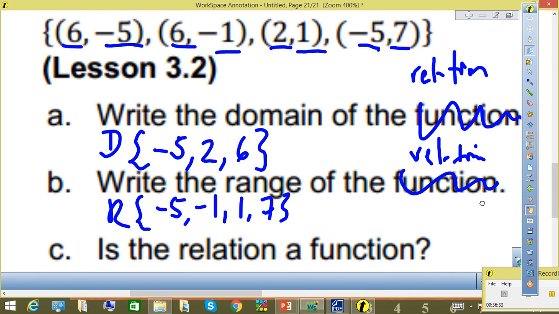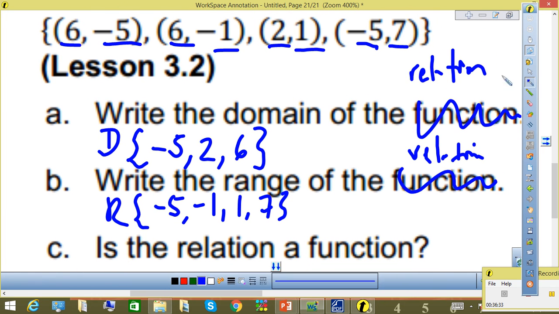So how can we check? Talk it over with your neighbor. How can you check to see if that relation is a function?